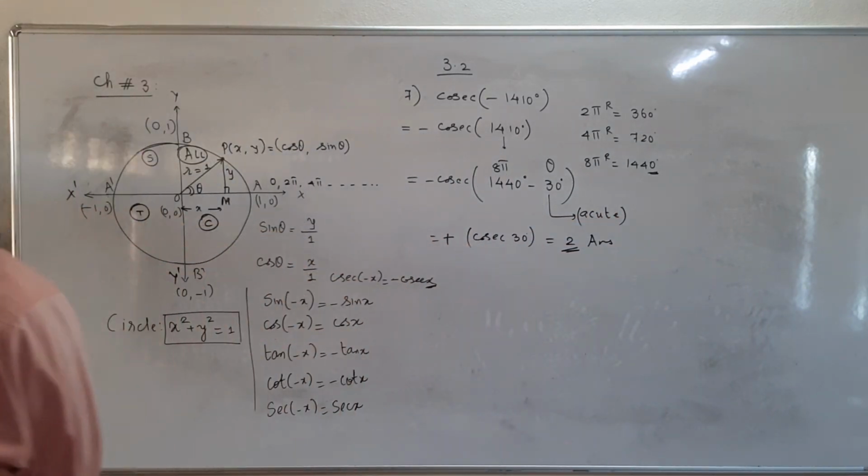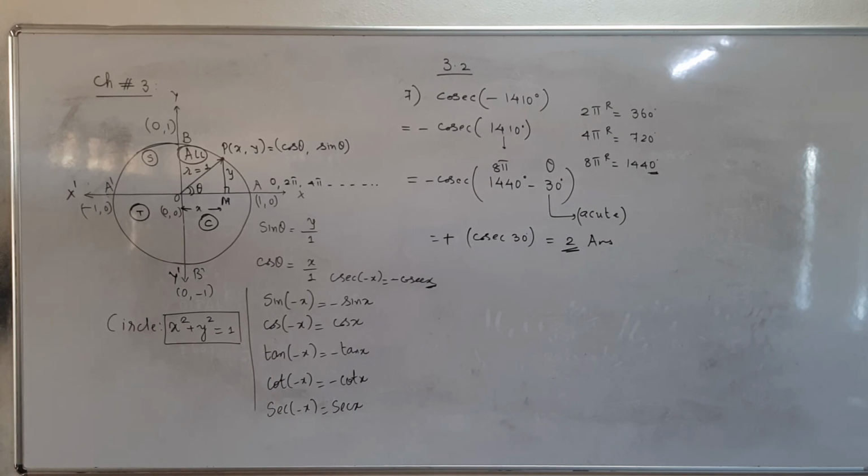8 pi minus theta will fall in fourth quadrant. According to the Wallace DC rule, in fourth quadrant, cos and sec are positive. Remaining are negative, so cosec will bear a negative sign. So outside negative into negative becomes positive. So the answer is 2. Cosec 30 is 2, sin 30 is half. This is how you do the sum.